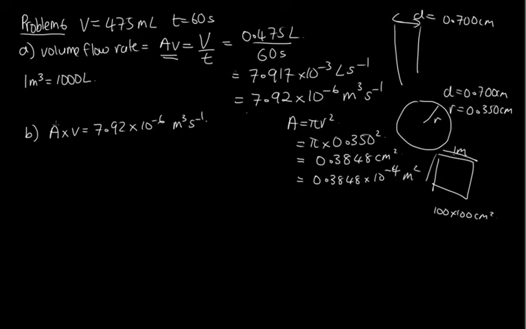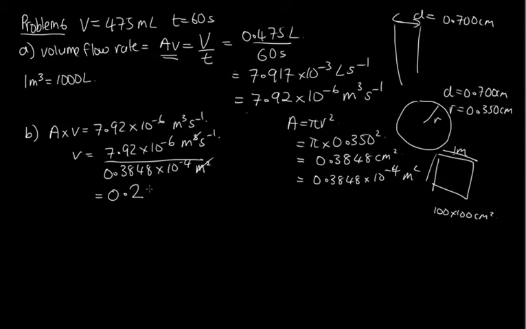So now we've got our area, and we can rearrange this to get our velocity. So the velocity is equal to 7.92 times 10 to the minus 6 meters cubed per second over the area, which is 0.3848 times 10 to the minus 4 meters squared. So these meters squared cancel with those meters cubed, and so our final units is meters per second, which is what we wanted. So this gives us a velocity of 0.206 meters per second. So that's the answer to part B.